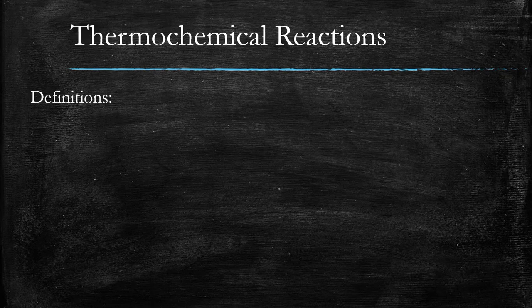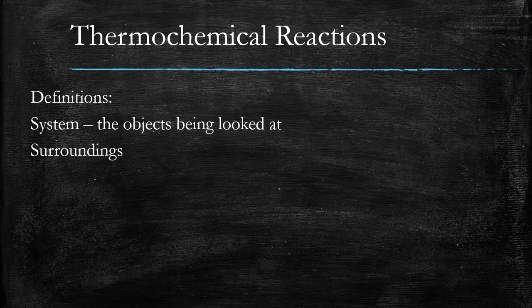So now we need some definitions. Systems. The system is what we are looking at. That is usually the chemicals. The surroundings is everything else, not the system. So we tend to just look at things very close to the system.